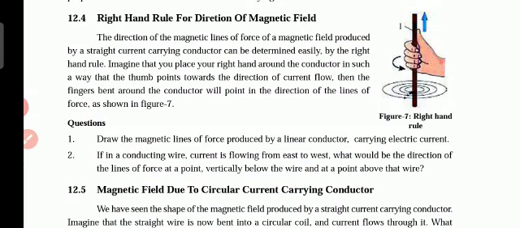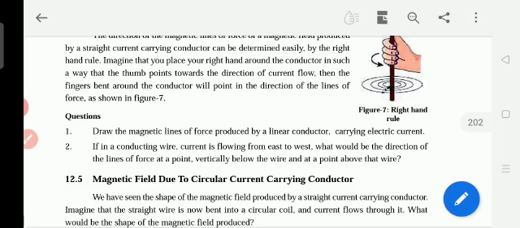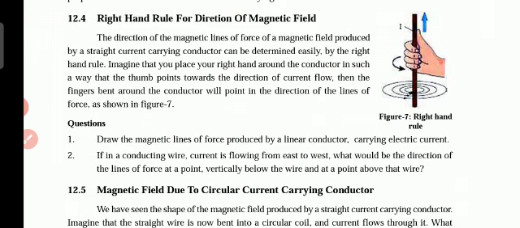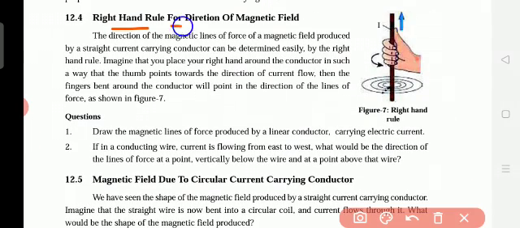Magnetic field is not only for the magnet, we also have it for electricity, for the conducting wires, while the current flows in them. So through this we can understand so many things. Right hand rule for the direction of the magnetic field.